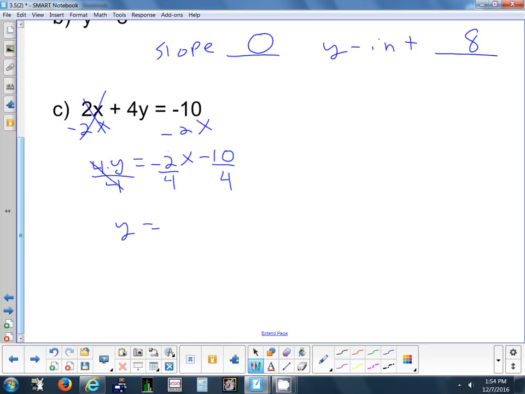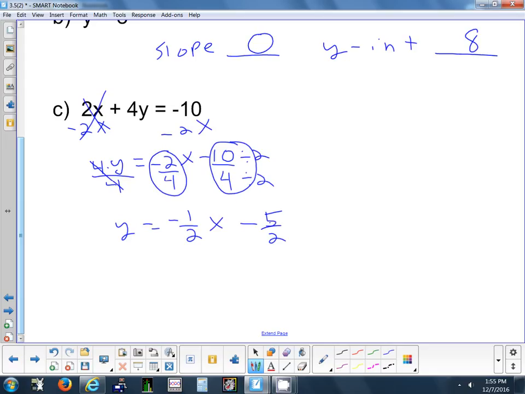So this is my slope. But can anyone reduce that for me? What's negative 2 over 4? Careful, not a half. Negative a half. And this is my y-intercept, but I can also reduce 10 divided by 4. What number goes into 10 and 4? 2. So divide by 2 and divide by 2. What do you get? 5 over 2. Okay, minus 5 over 2. Okay. Any questions on that?